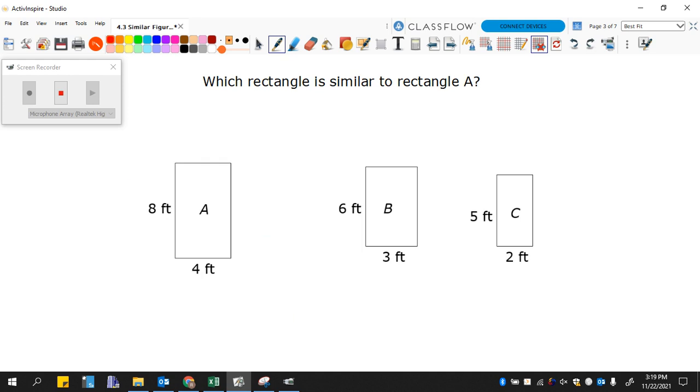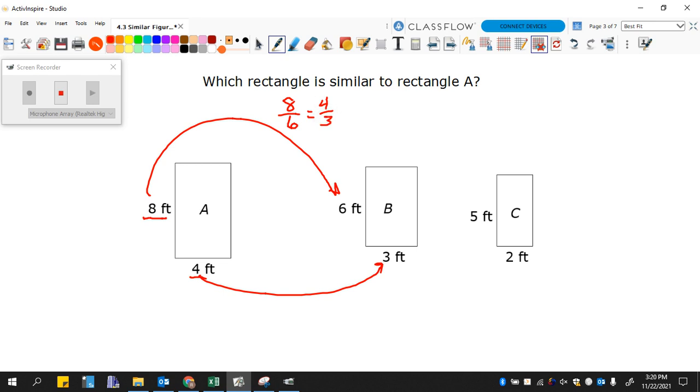All right, same thing with this. Let's do 8 to 6. So 8 corresponds with 6, and 4 corresponds with 3. Cross multiply, 8 times 3 is 24, and 6 times 4 is 24. So yes, rectangle B corresponds with rectangle A.